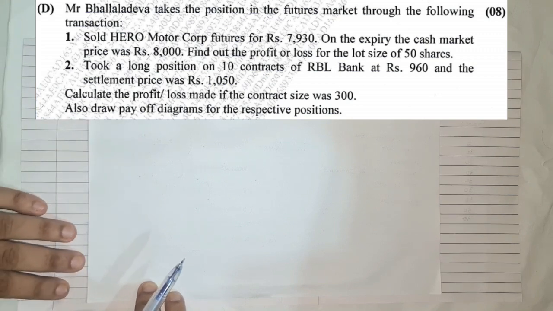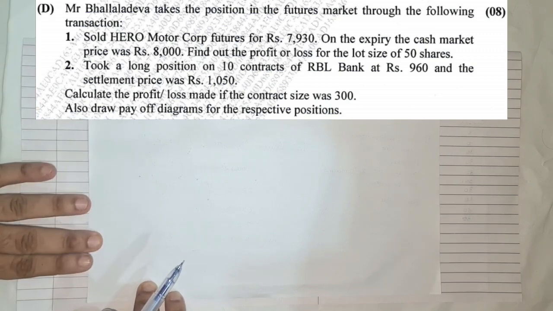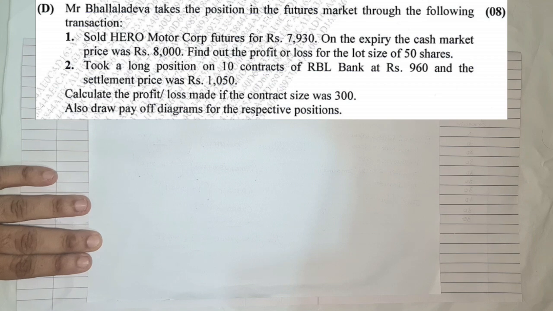Okay, now the next question reads as: Mr. Ballavdeva takes a position in the futures market through the following transactions. Number one, sold Hero MotoCorp futures for 7930. On expiry, the cash market price was 8,000. Find out the profit or loss for lot size 50. Then he took a long of 10 contracts of RBL at 960 and the settlement price was 1050. Calculate the profit or loss made if the contract size was 300. Okay, so contract size is also given, so that will be useful for finding the total value.